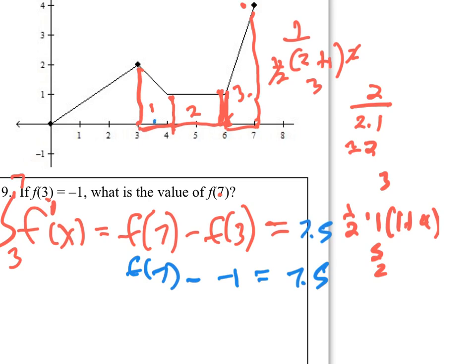Area 1 was a 3, you said. Area 1 is a 2. That adds up to 5. Area 3, you said, is 2.5. Yes, sir.